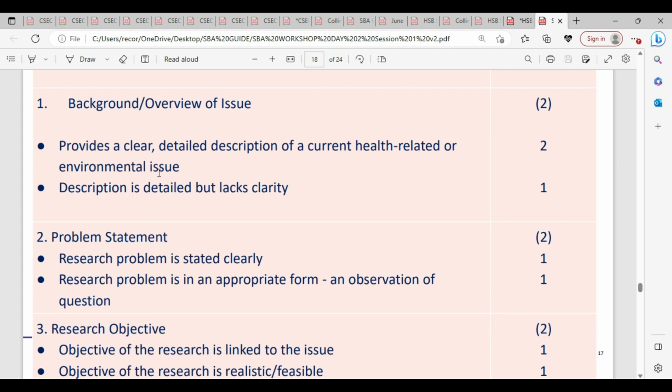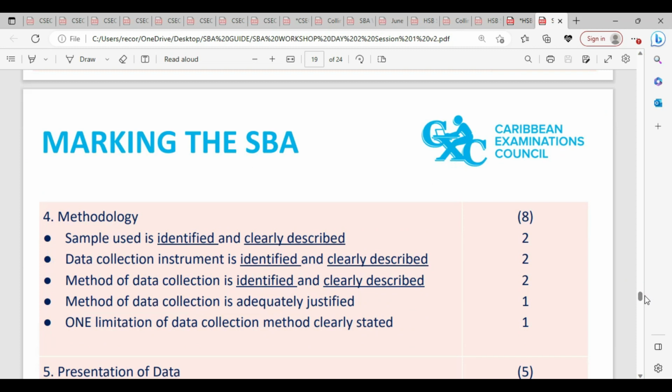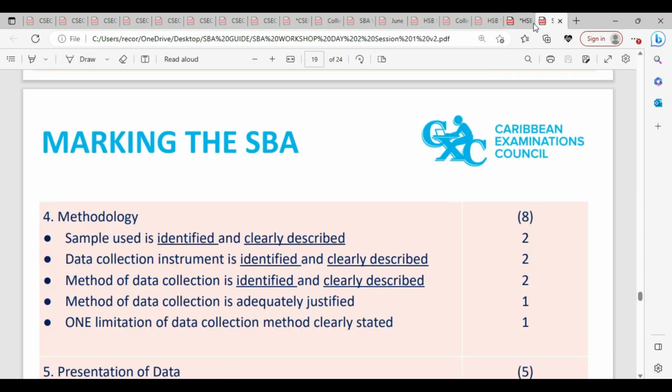Now, the problem statement, we're going to be getting to that in another video. I really don't want to trouble the problem statement and the research objective in this video. What I want to look at is the methodology. When you look at your SBA and the demographic data here, you realize that you're going to be needing information from the demographic data to fill in your methodology.